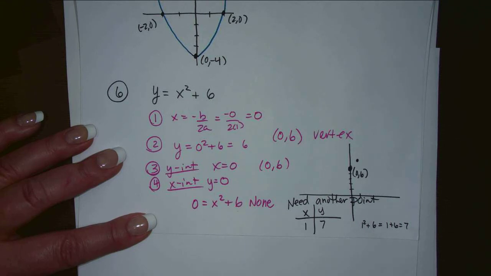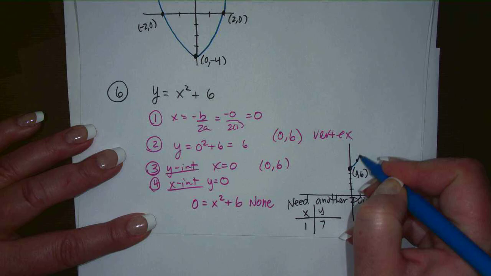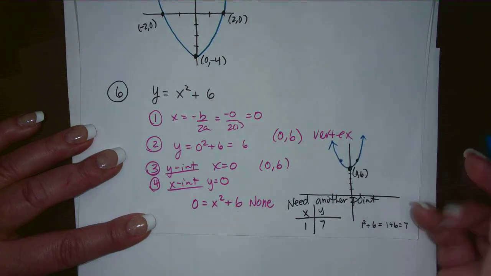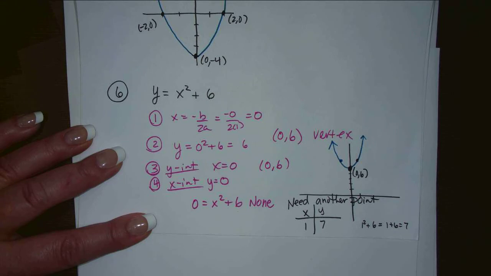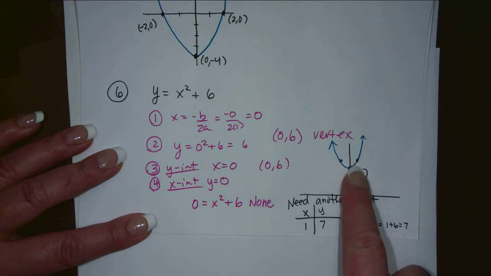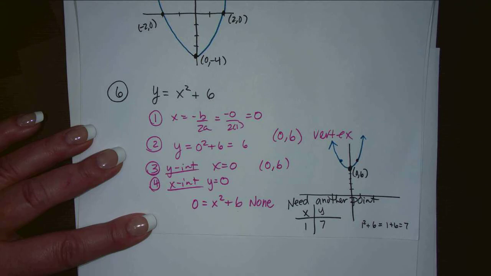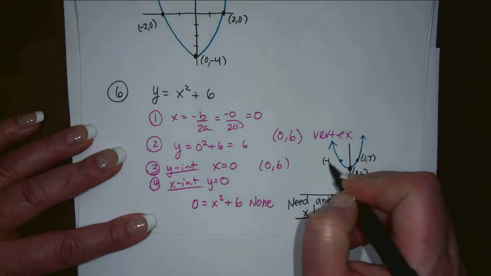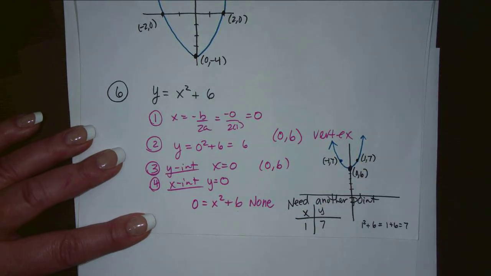Right, they're symmetric. If you know that this side goes like that, then this point has to be in the same place on the other side. Does that make sense? You can find it if you want, but just make sure if you draw one point and you draw that, make the other side look symmetric and it will be right. Right, if that's 1, 7, this will be negative 1, 7. 1 away from 0 on either side.